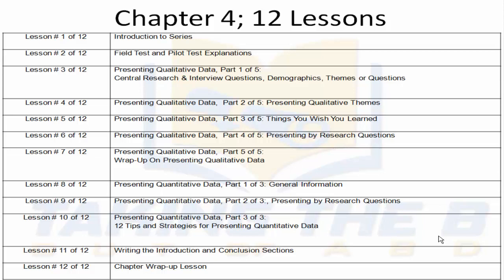What's going to follow after this lesson are going to be 5 different lessons on presenting qualitative data. Then I've got 3 other presentations for you on how to present quantitative data. Once I'm through with those, then I have 2 lessons to bring this lesson strategy to completion. One of them is writing the introduction and conclusion sections for your Chapter 4, and then a lesson about basically wrapping up this whole lesson plan.